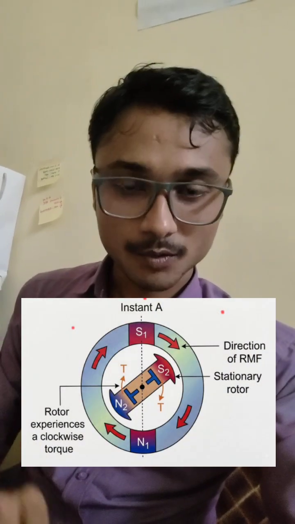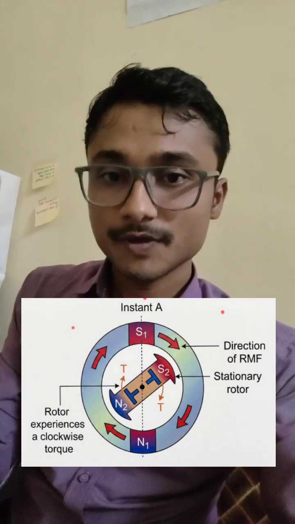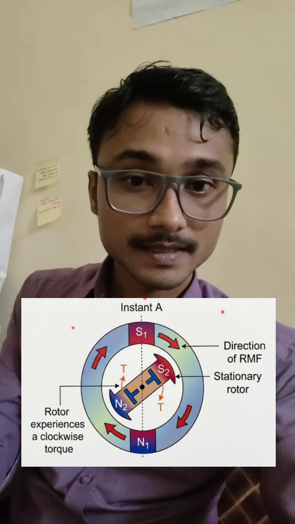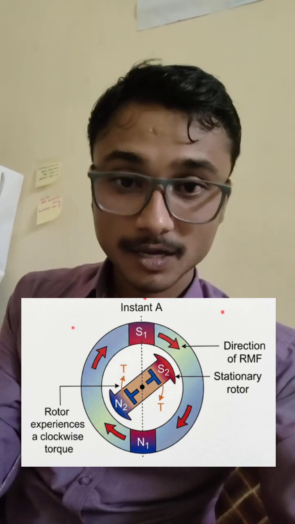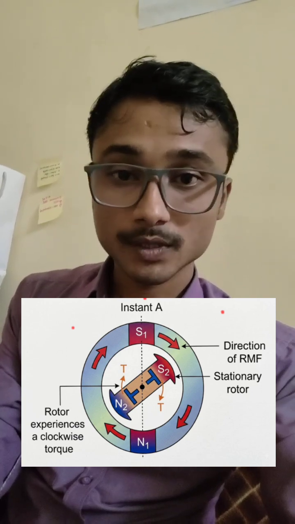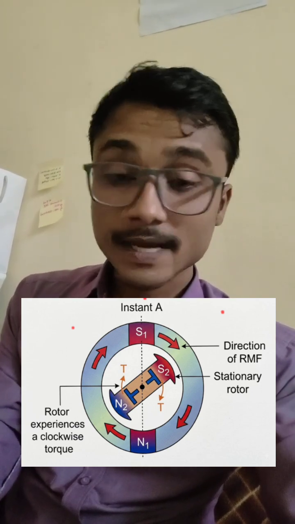So let's consider two instants. The first instant is A and the second instant is B. At the first instant, suppose at the top we have a stator S1 pole. The rotor is a permanent magnet, so suppose the rotor has an S2 pole.